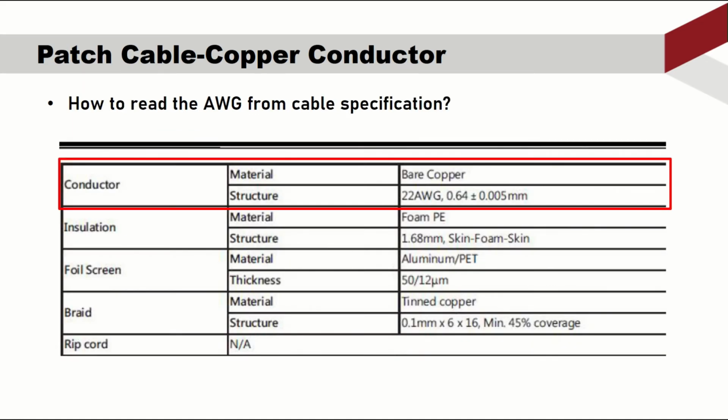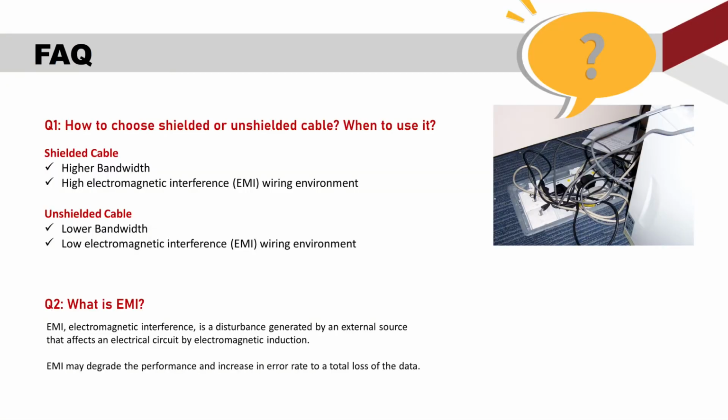Next, we will teach you how to read the gauge from the cable specification. We will check on the conductor structure, and we will see the diameter. It is 0.64 for our Cat A 22 gauge cable. Okay, so in the end, we will talk about the FAQ.